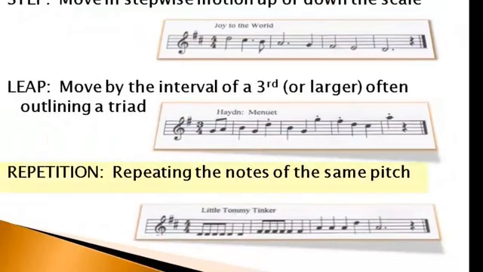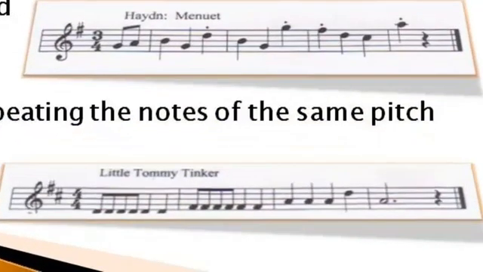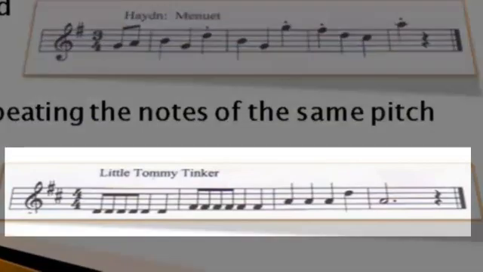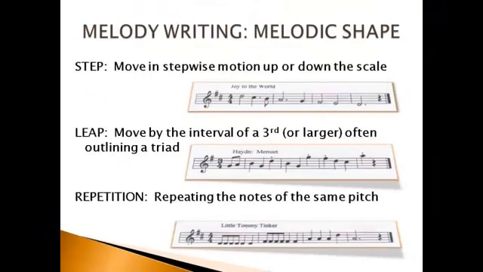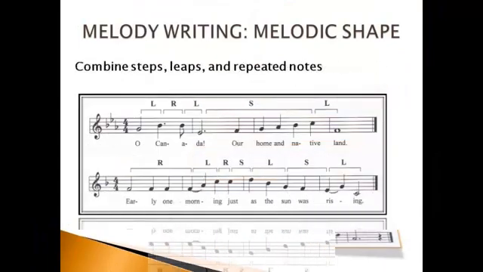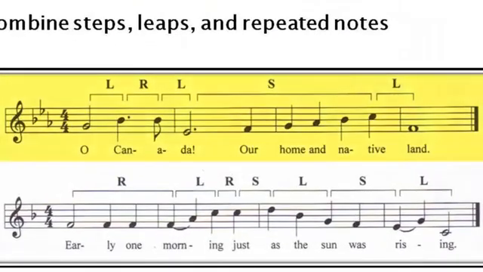You can also use repetition. That means you're just repeating the same notes on the same pitch. If you use repetition, what comes into play is the rhythm. You'll need a rhythm if you're using repetition. And here's an example I'll play for you. So there we have repetition. Most good melodies are going to combine steps, leaps, and repetition. For example, O Canada.